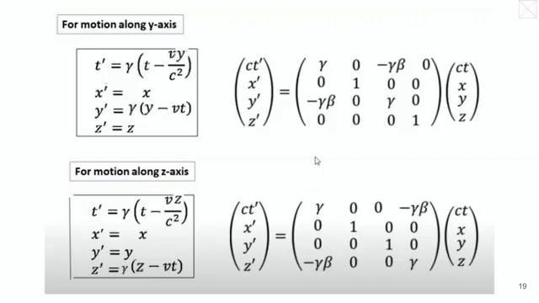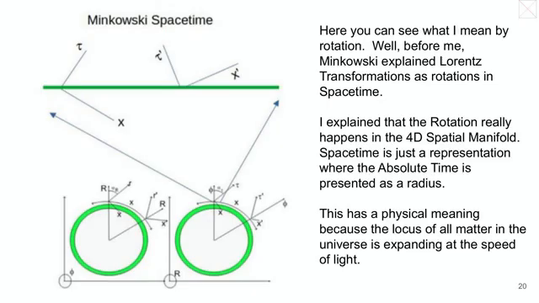Here you can see the rotation matrices for velocities along y and z. Here you can see what I mean by rotation. Well, before me, Minkowski explained Lorentz transformations as rotations in spacetime. I explained that the rotation really happens in the 4D spatial manifold. Spacetime is just a representation where the absolute time is presented as a radius.